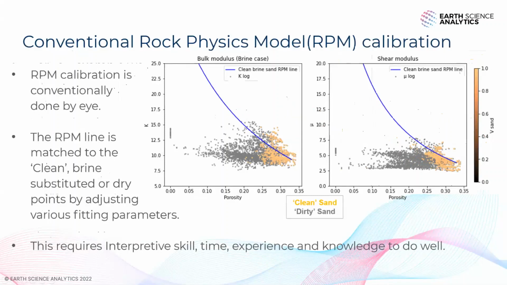So the first example of that, we see an example of how we conventionally fit a rock physics model. So typically what we do is we identify the highest quality sands, so what we call the clean sands. In this case we've gone for above 90% V-sand.